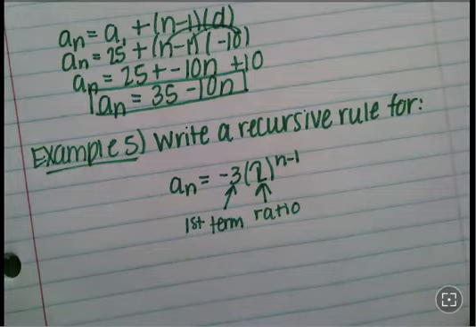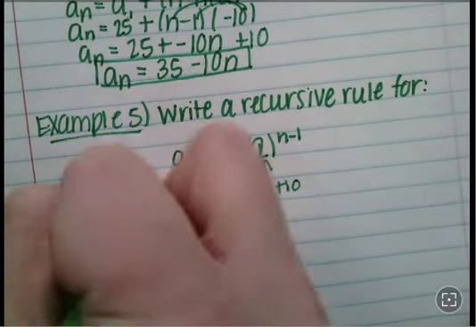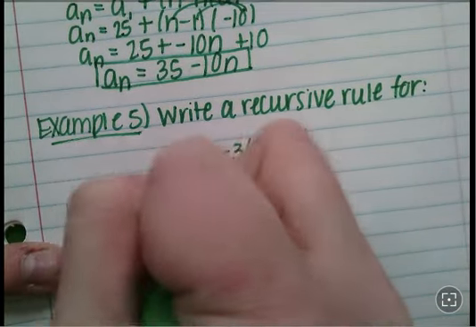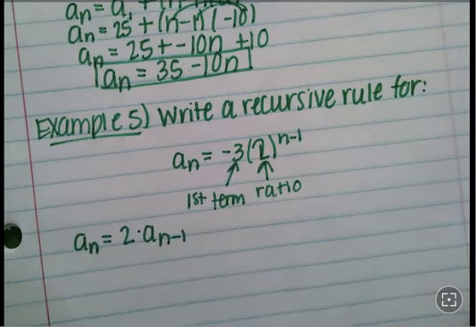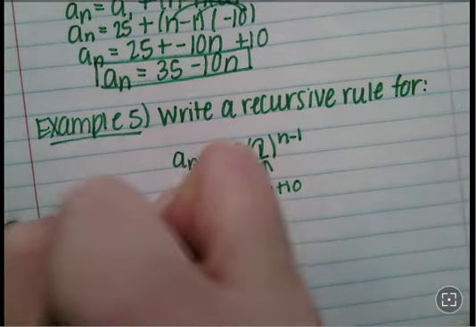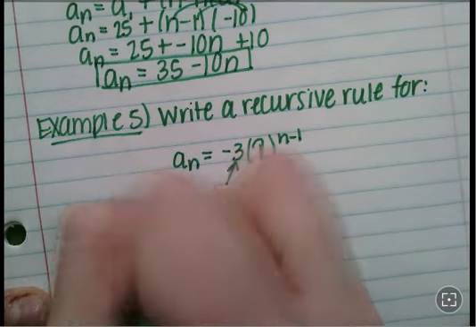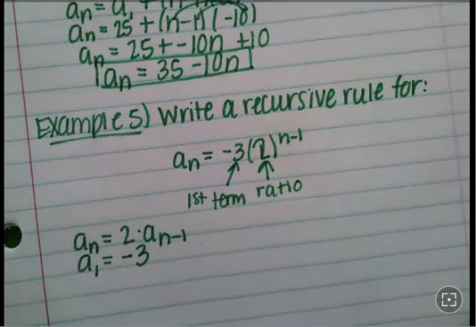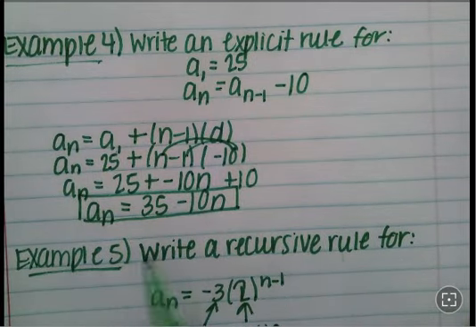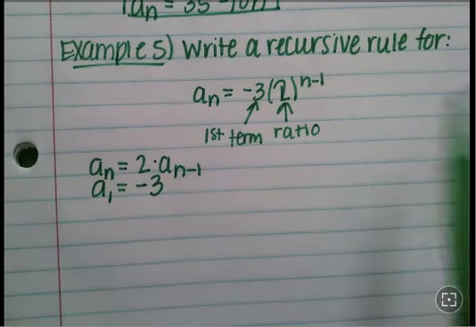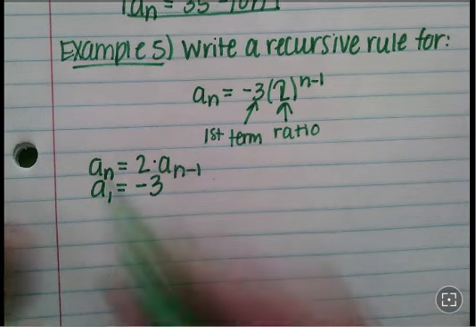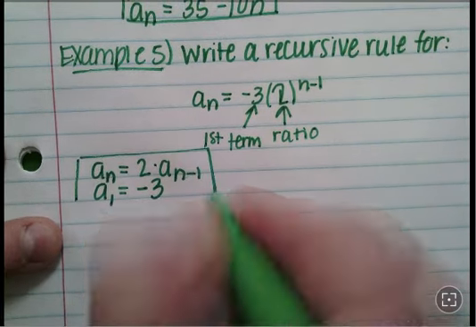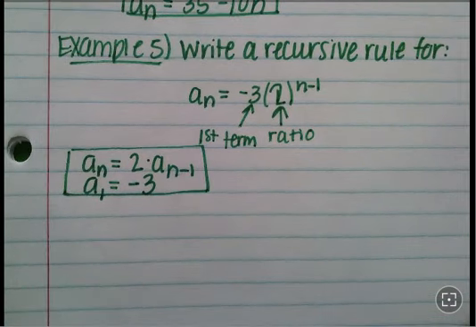So if we're going to write a recursive rule here, we need to say a sub n equals the ratio, which is 2, times the term before, which is a sub n minus 1. And then we must define our first term, but that equation gives us our first term of negative 3. So writing recursion rules from explicit rules is actually pretty easy. You have to do some additional work if you go from recursion to explicit, but if you're given explicit and you need to go to recursive, you just look at the ratio or the difference and then define what the first term is. Nothing too crazy.